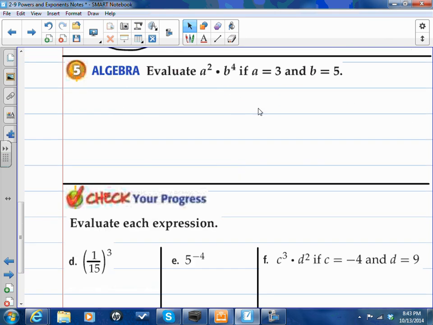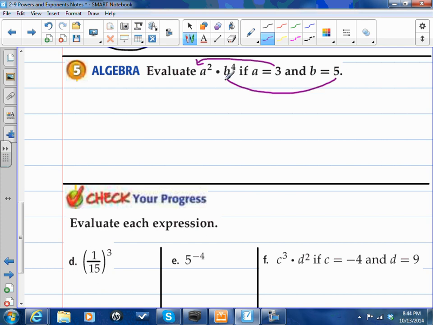Evaluating a squared times b to the 4th if a equals 3 and b equals 5. This goes way back, kind of, to our first few lessons in chapter 1, when we replace our variables with a numerical value, and we work on solving that way, or evaluating in this case.